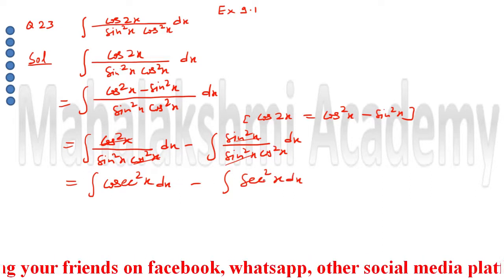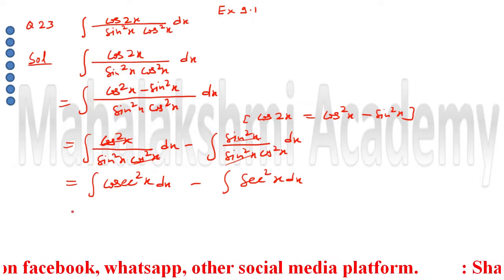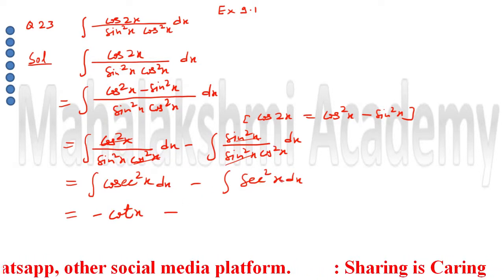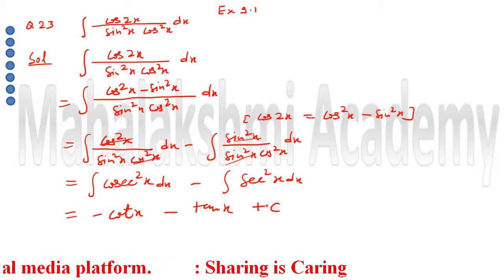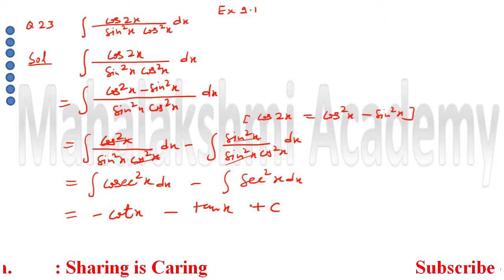Now these are direct standard integration formulas. The integration of cosec square x is minus cot x, and the integration of sec square x is tan x, plus the integration constant. So like this question number 23 is completed.